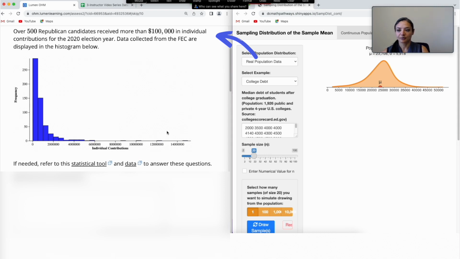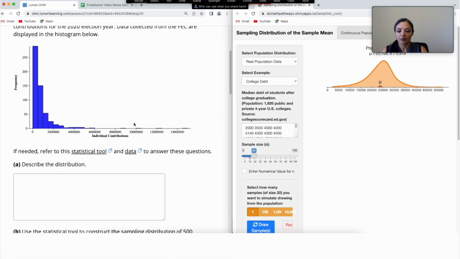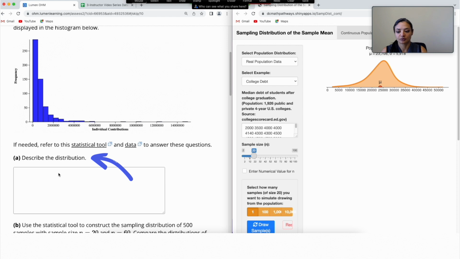Over 500 Republican candidates received more than $100,000 in individual contributions for the 2020 election year. Data collected from the FEC are displayed in the histogram below. We want to describe the distribution.